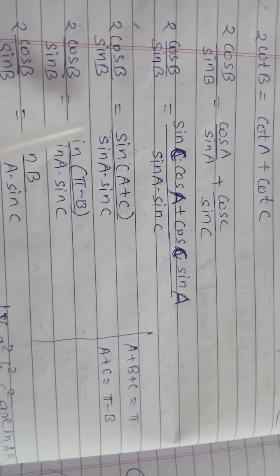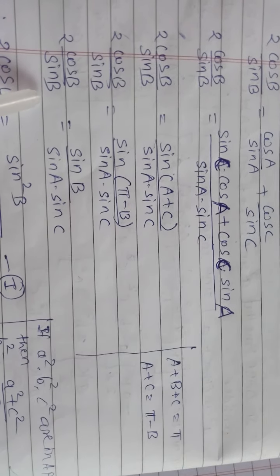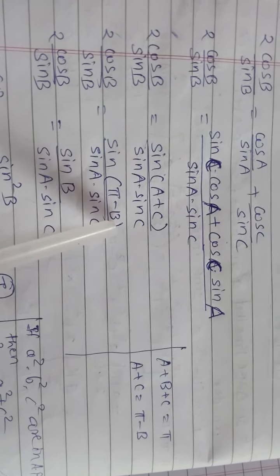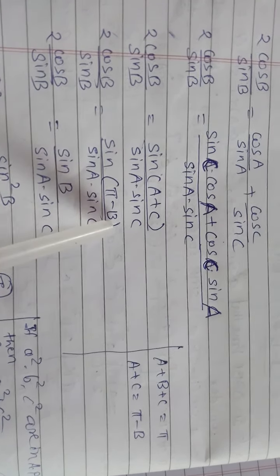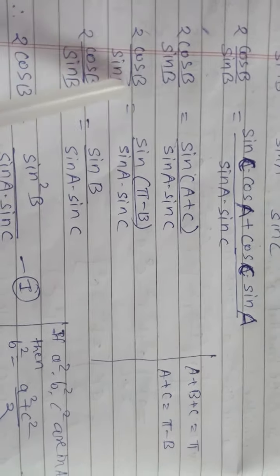So you know that A plus B plus C is equal to pi. So A plus C is equal to pi minus B. So we put down the value of A plus C, that is pi minus B. So 2 cos B upon sin B is equal to sin pi minus B upon sin A into sin C. Now you know that pi minus B lies in the second quadrant in which the sign is positive. So we write here sin B. The left side is again as it is, sin B upon sin A into sin C.